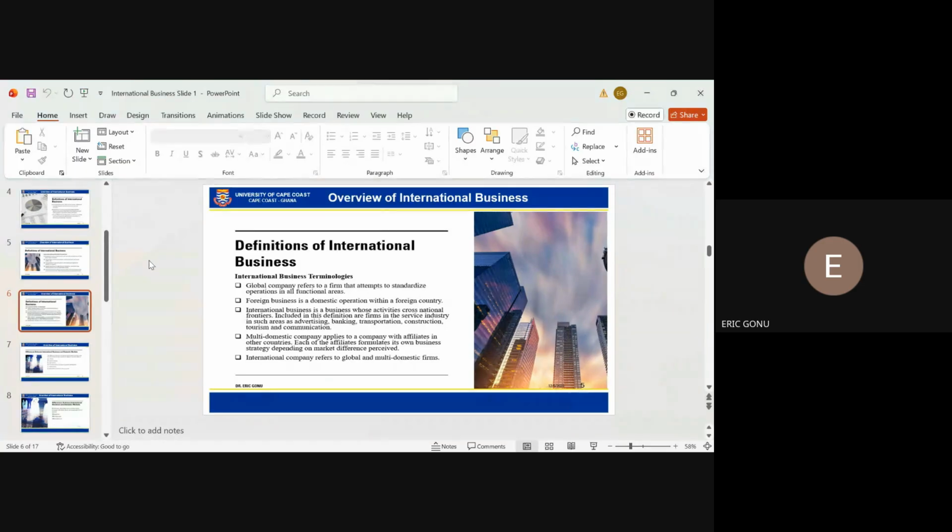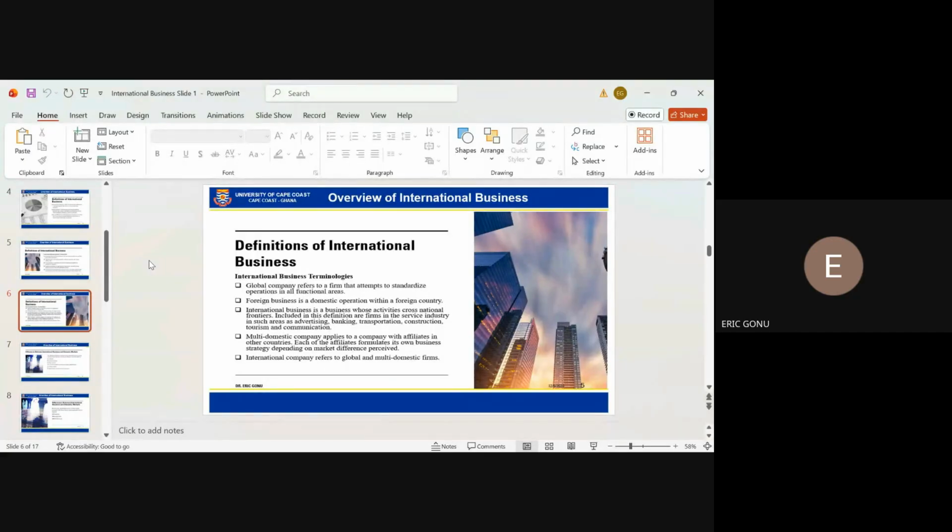Unilever has branches all over, and they have standardized operations. So can we say that Unilever is a global company? We can say it's global because it cuts across more than two continents. Unilever is a global company. Its business operation is foreign business because the origin of Unilever is not from Ghana. And it's an international business.